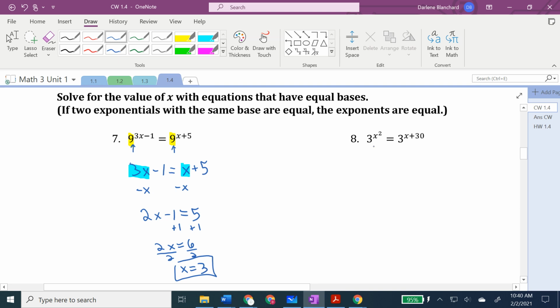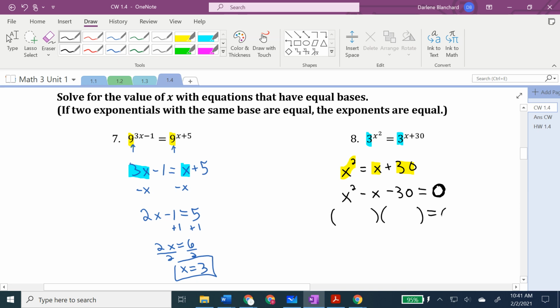For number 8, you have the same situation. These base numbers are the same. So you can just take the exponents and set them equal. And you want to recognize that you have a quadratic equation. You have an x squared term, an x term, and a constant. You want to make one side equal to 0. I'm going to subtract x and subtract 30 so that the right side now has nothing left. And then I'm going to factor.